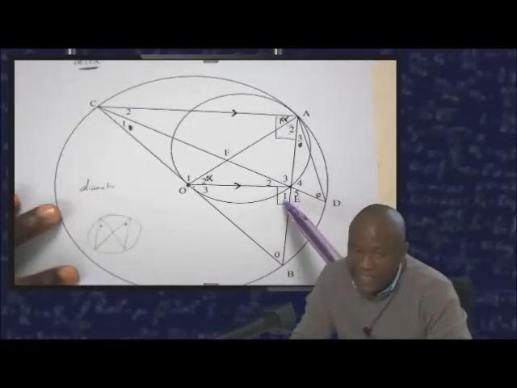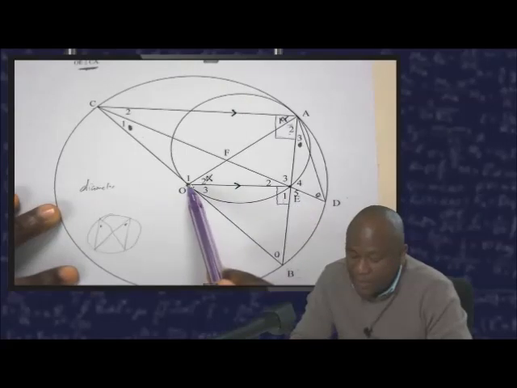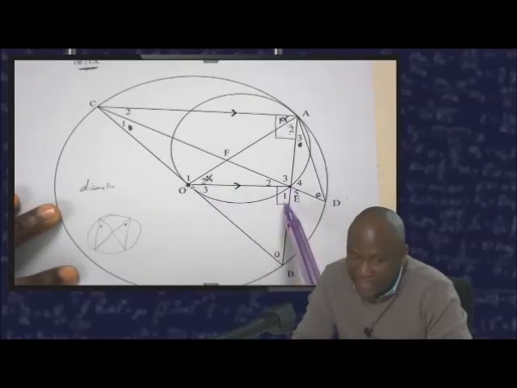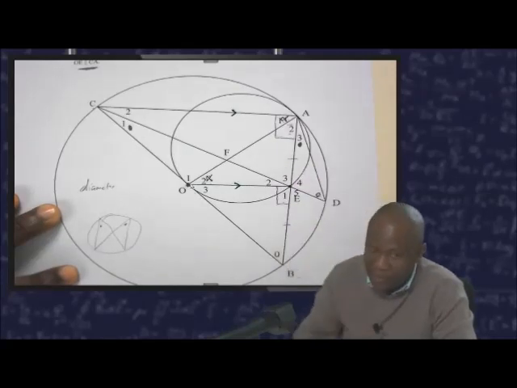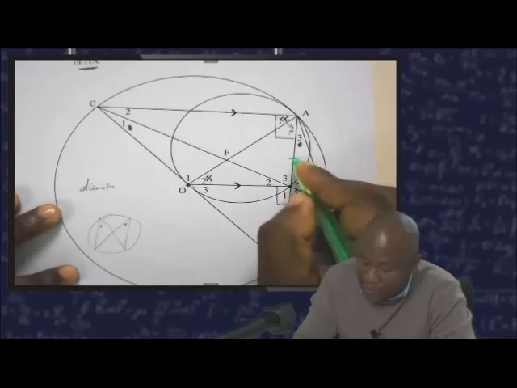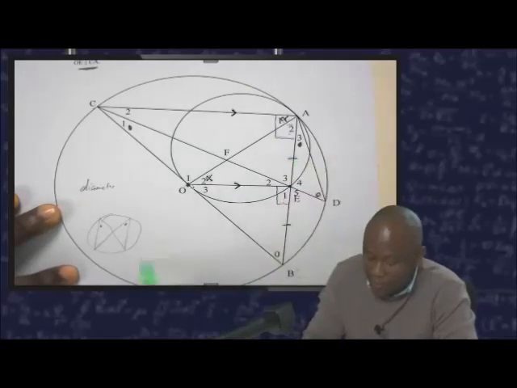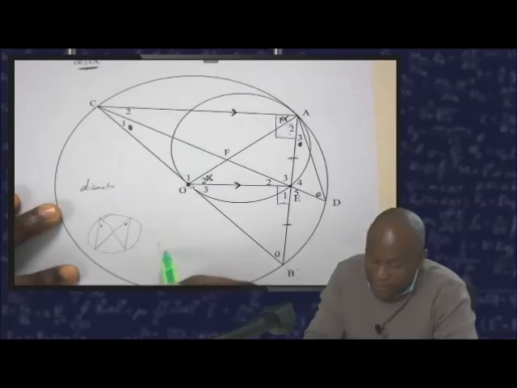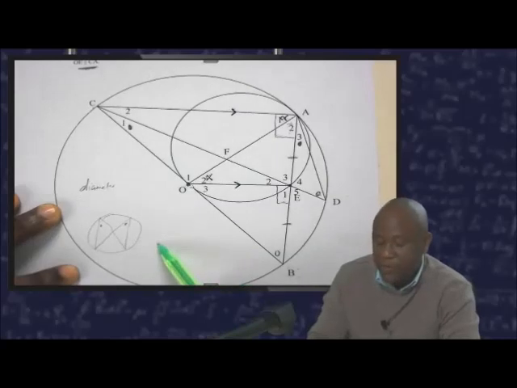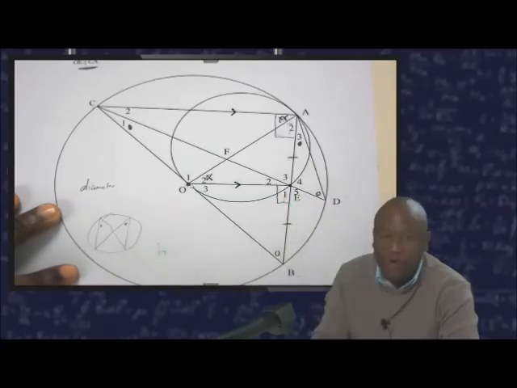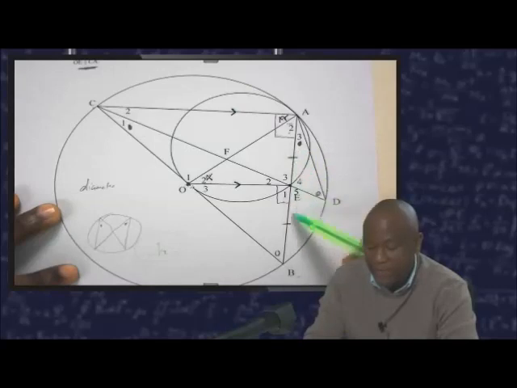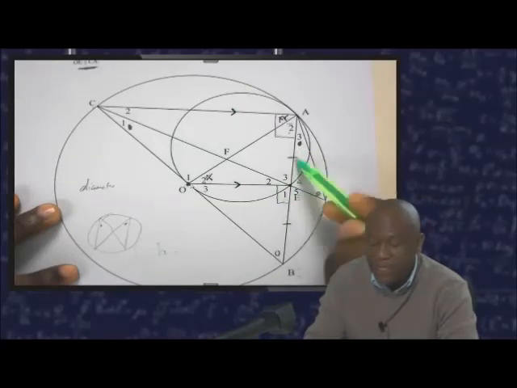Now, if this is 90 degrees, remember the theorem says from the center to a chord. If this is 90 degrees, then this side must be equal to that side. I may use a different color here. This side must be equal to that side. Remember the theorem we talked about, the chord and the center? If this is 90 degrees, the line drawn from the center of the circle perpendicular to the chord, once it is perpendicular, then it bisects the chord. So that's what we have there.